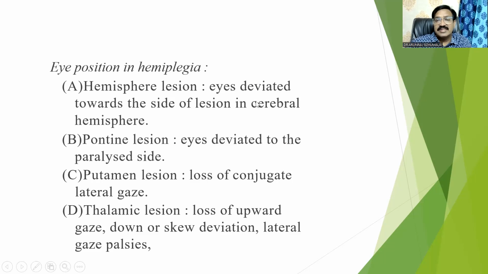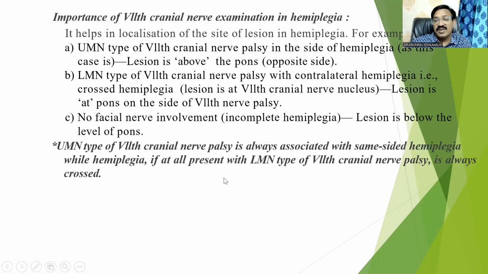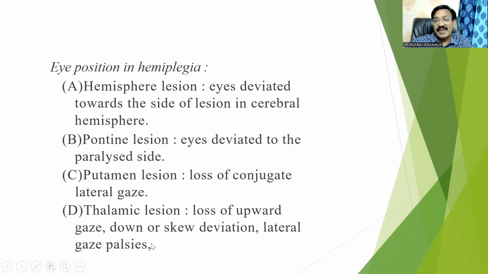In hemispheric lesions, the eyes will be deviated towards the side of the lesion in the cerebral hemisphere. In pontine lesions, the eyes will be deviated to the paralyzed side. In putamen lesions, loss of conjugate lateral gaze will be there. In thalamic lesions, there will be a few deviations.